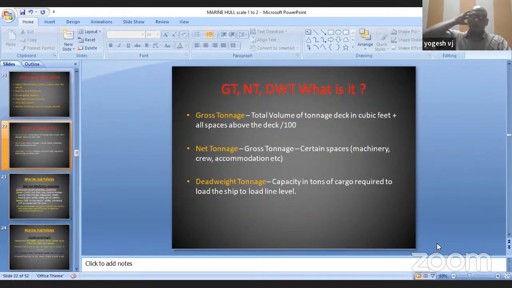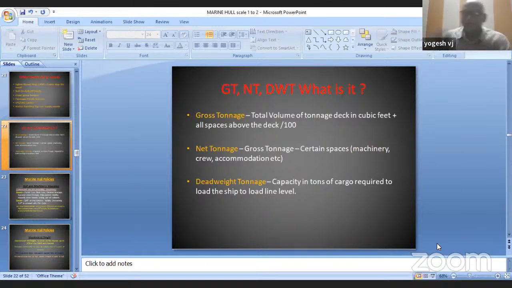Now, the question which everyone was waiting for, what is GT, NT, DWT? Gross tonnage. The total volume of tonnage deck in cubic feet plus all spaces above the deck divided by 100 is gross tonnage. Net tonnage is gross tonnage minus disbursements. What is disbursement? If you remember, the rooms such as crew accommodation, toilets, recreation clubs, cycle parking areas, which are built on top of the ship, right? So gross tonnage minus disbursements is net tonnage.